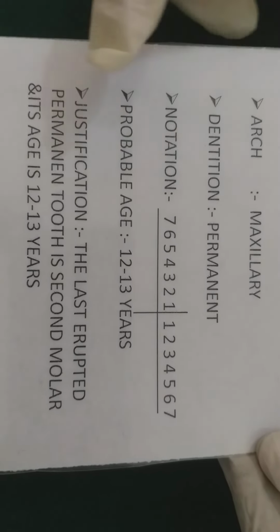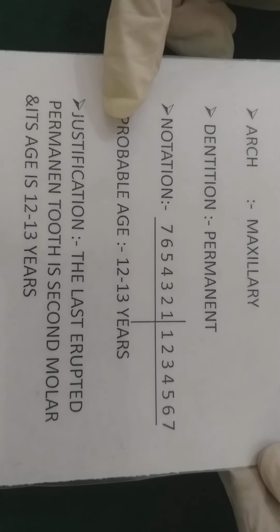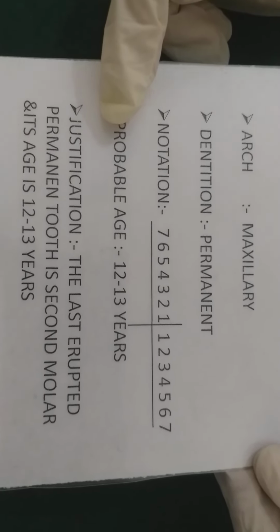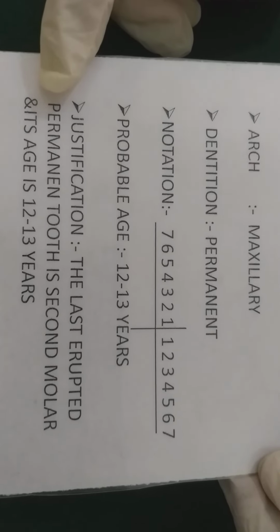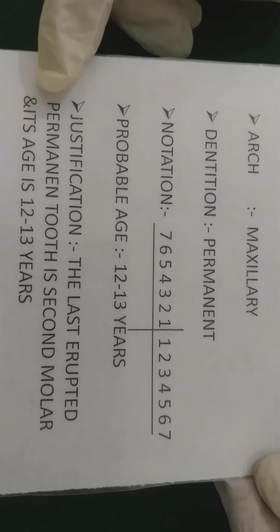Probable age, you cannot write it only as age. It is always a probable age. And justification, why you say that the given cast is of 12 to 13 years only. This justification will depend upon the last tooth seen erupted on the given cast. So this is the way you should write all the points to get 5 marks.